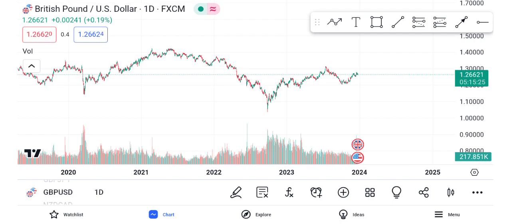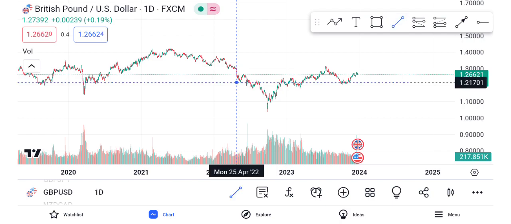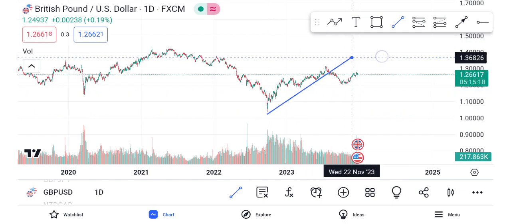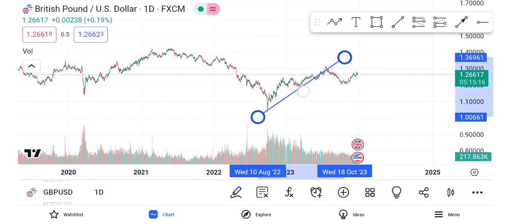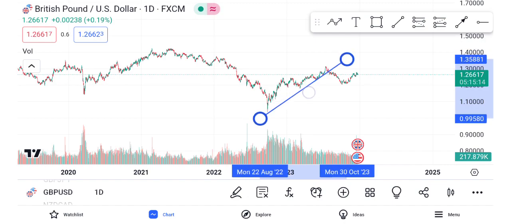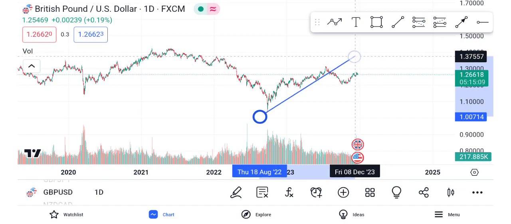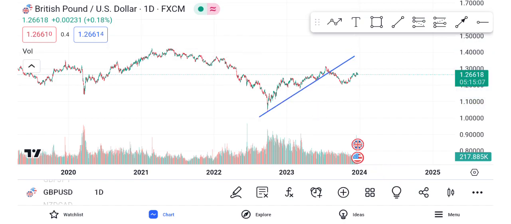I'm going to be sharing the analysis on GBP USD. So the first thing is this trend line. You can spot the trend line here. As you can see, this is a trend line here.